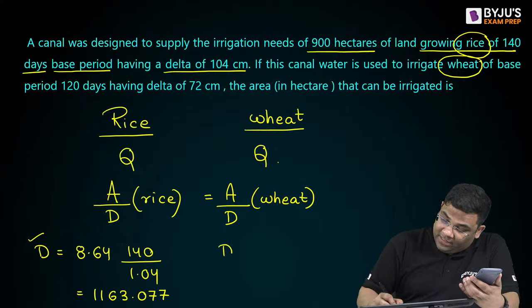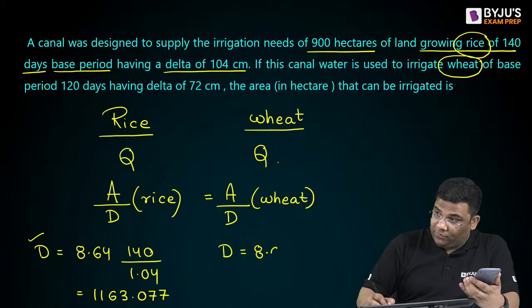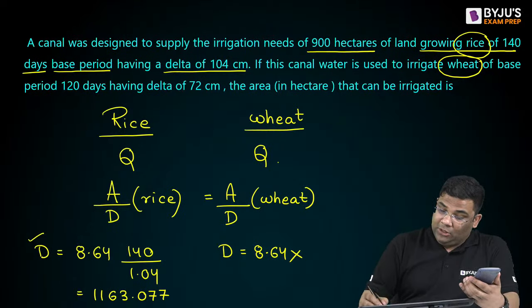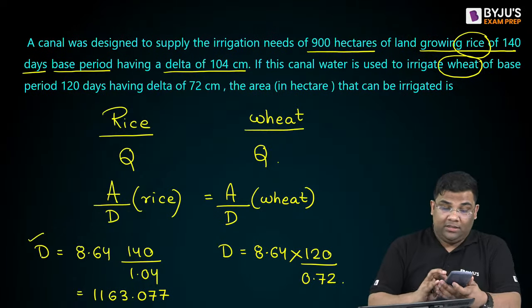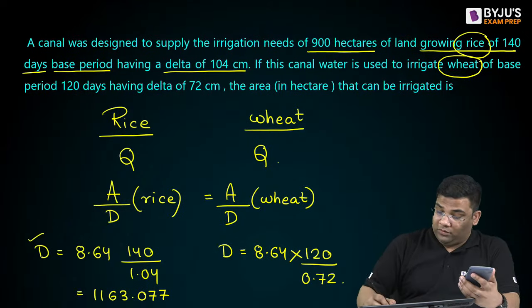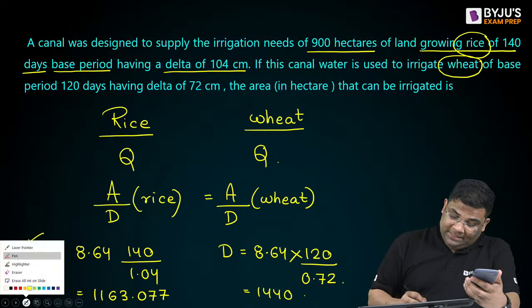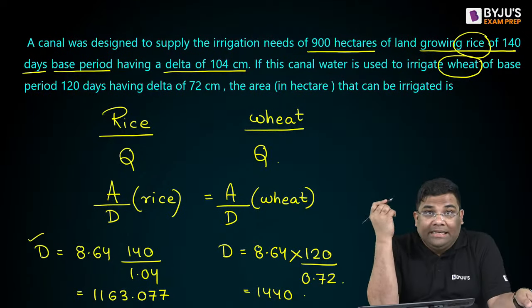And for the wheat, how much am I getting? For the wheat, I am getting 8.64 into 120 divided by 72 centimeters, that is 0.72 meter. So it is 8.64 into 120 divided by 0.72. I am getting a value of 1440. So now you see, I equate this area by duty.